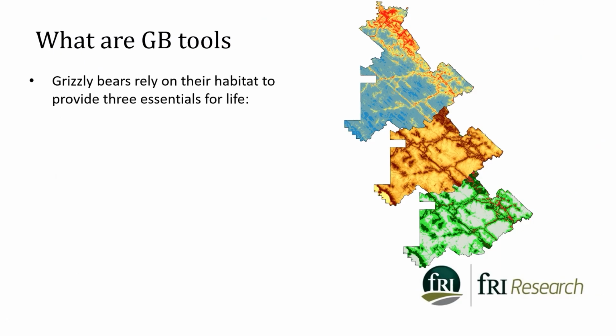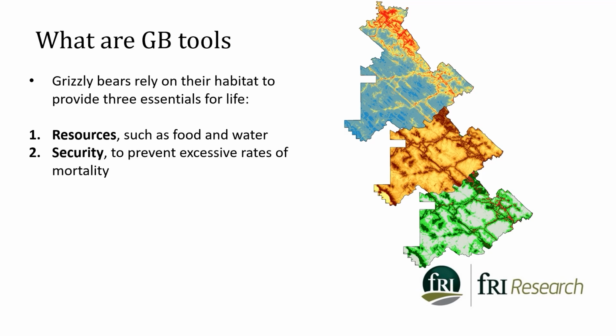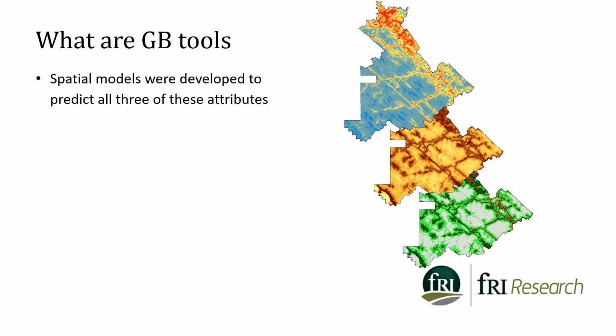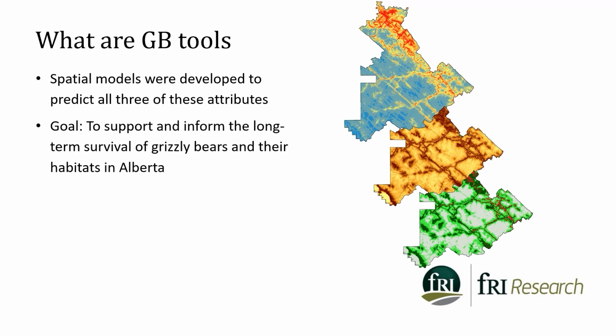So just to go back through what Grizzly Bear tools do, grizzly bears rely on their habitat to provide three essentials for life. The first is resources such as food and water, security to prevent excessive rates of mortality, and mobility to allow dispersal into new territory and maintain genetic diversity. For the grizzly bear tools, we developed spatial models to predict all three of these attributes with the goal to support and inform long-term survival of grizzly bears and their habitats in Alberta.